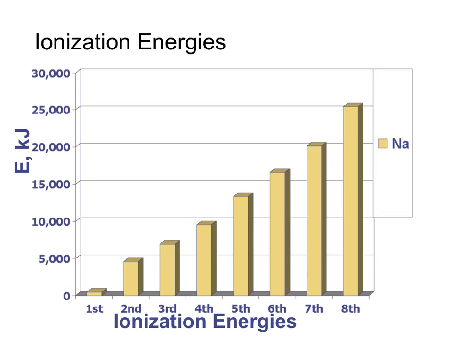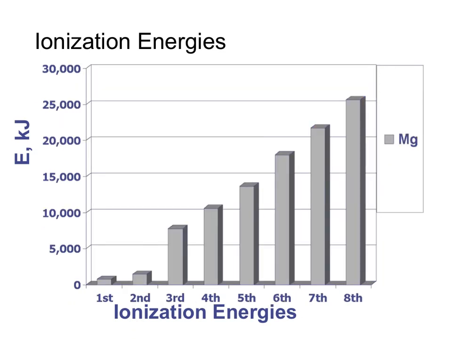We can see that same sort of trend reflected in some of these bar graphs. In the case of sodium, we see a big jump as we move from the first to the second ionization energy, because the removal of one electron from sodium gives us the configuration of a noble gas. Very stable, and thus it will be very hard to remove one of those electrons after that.